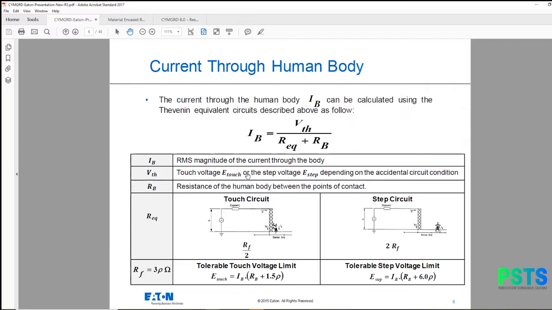Now the current through the human body will be I_body = V_Thevenin over R_equivalent plus R_body. So what is R equivalent here and the R body? R body we know is 1,000.